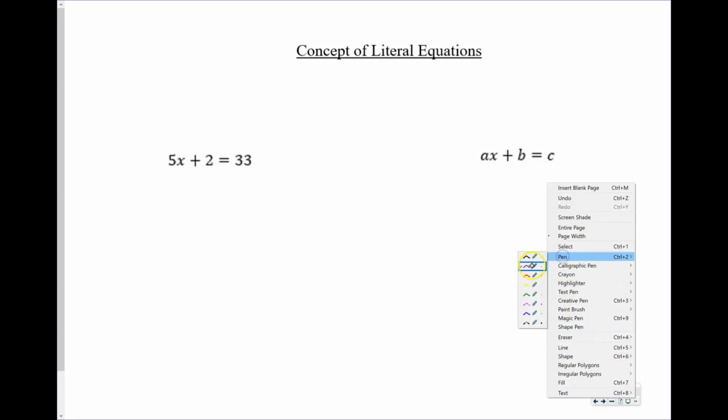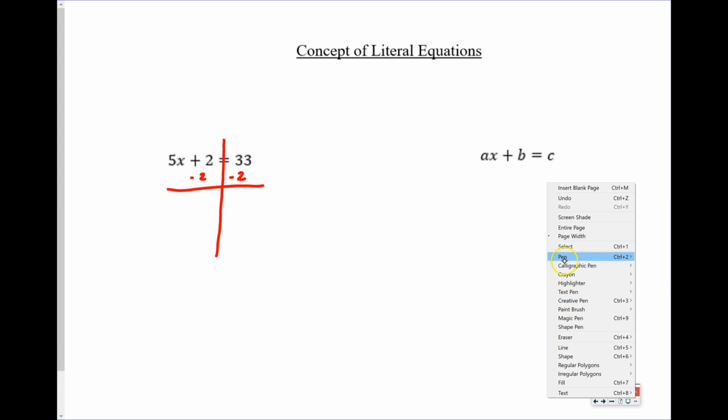So let's take a look at these two equations right here. I've got the one on the left that says 5x plus 2 equals 33, and the one on the right has no numbers whatsoever. And most literal equations won't have numbers. You're just going to be moving letters around. So if in the first equation I want to solve for x, I want to try and get x alone. That's what I mean by isolating it.